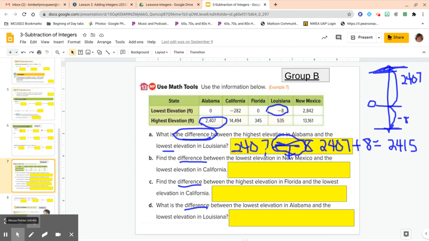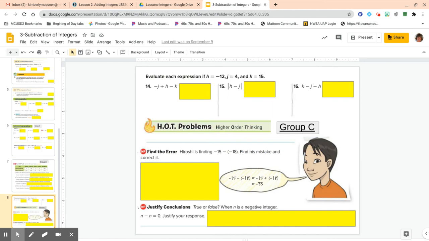Okay, so when you go on to the last slide, these are a little bit more tricky, so you do not have to solve them. However, for a challenge, I would suggest going about them. And so here, if I have a negative j, I see that j is 4, so I have a negative 4, plus h, so I have plus a negative 12. Minus k. So I have minus, and k is 15. Now, those really aren't going to be too hard other than simplifying these two signs here to become one minus sign.